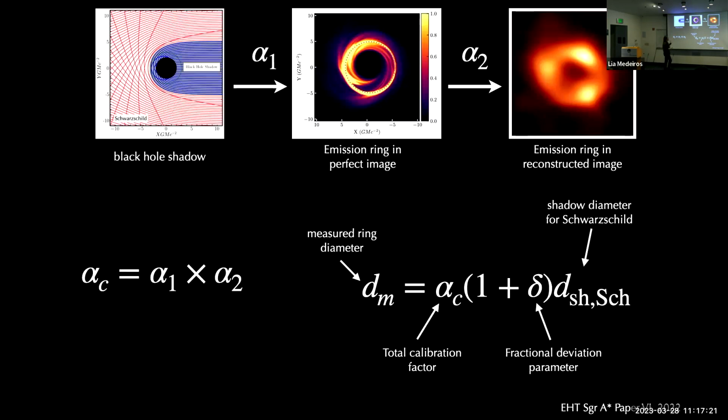Okay, so this is the actual equation that we're using. You don't really need to remember this, but I'm going to go through it just in case you're interested. The measured ring diameter that we see in the image that comes out of the feature extraction algorithms is d_m. The total calibration factor is just the multiplication of the theoretical and observational alpha-1 and alpha-2 uncertainties. 1 plus delta. Delta is the thing that we're actually trying to constrain. That's our actual final answer on what our precision is for our test of gravity, and that's what I'll be showing you later on. So this delta is what we use to constrain deviations from Kerr. And then finally, the diameter of the Schwarzschild black hole shadow is what we're comparing to.